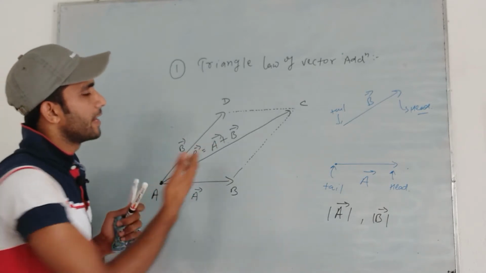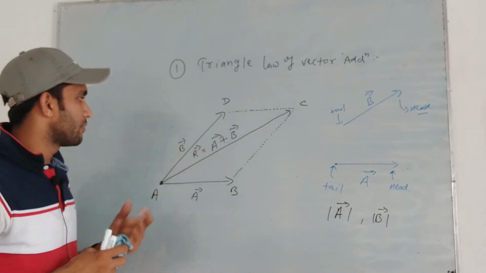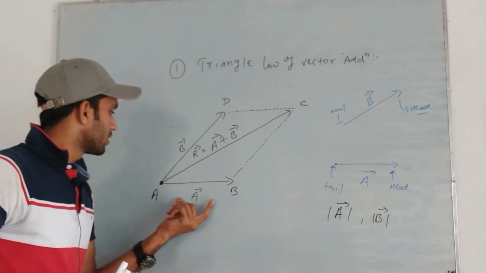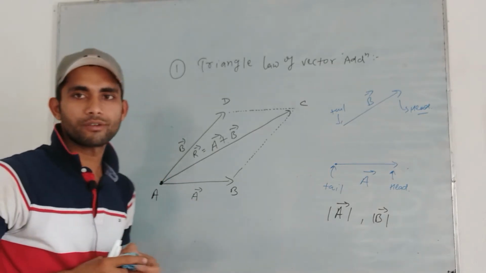So you can also find a plus b by using this law. In the parallelogram law of vector addition, you have to put the tail of both vectors at the same point and consider a and b as two sides of the parallelogram, right?